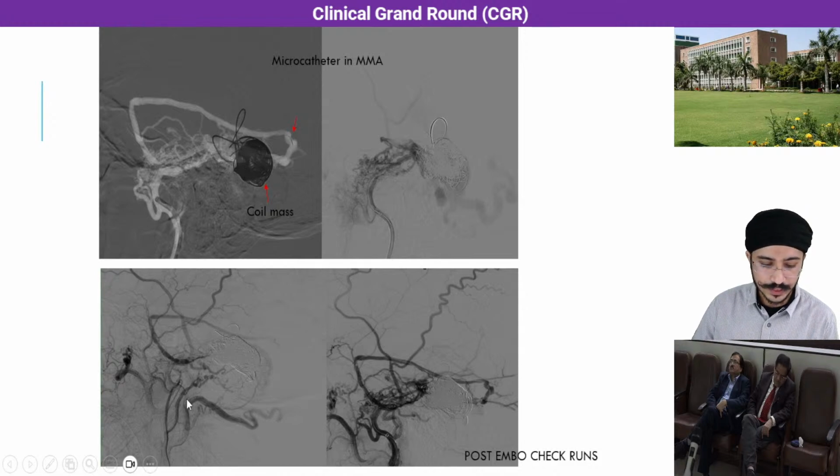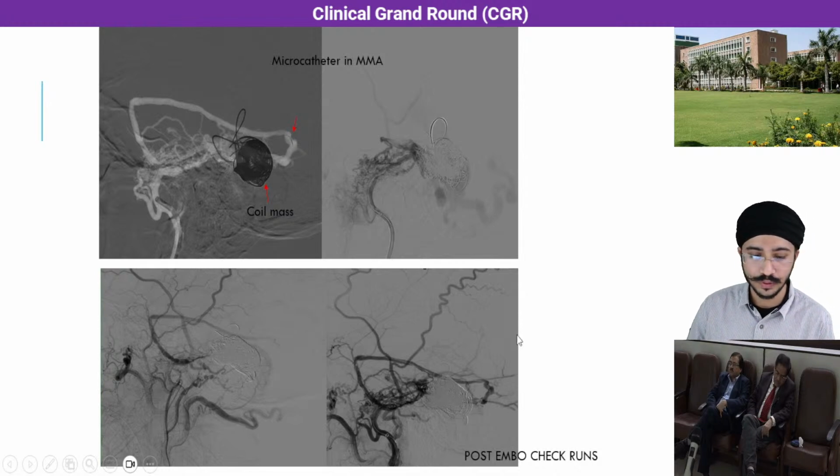And these are the check runs which were taken after the coiling. We can see that there is complete obliteration of the fistula in ECA runs. And the patient also clinically improved with the resolution of the headache.